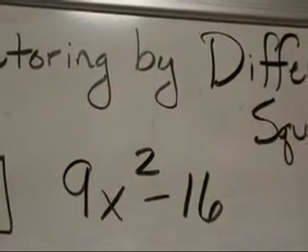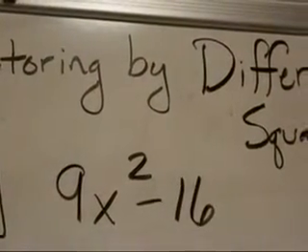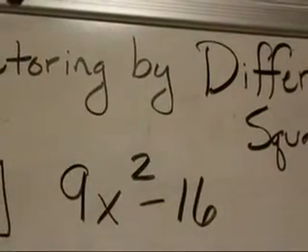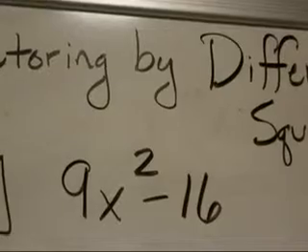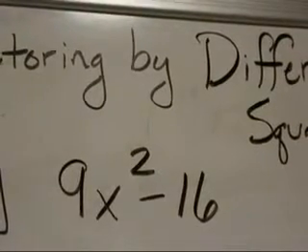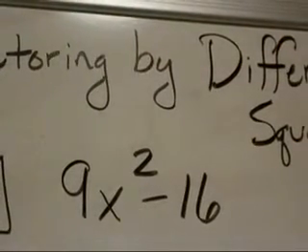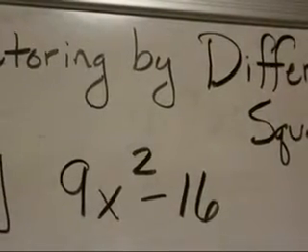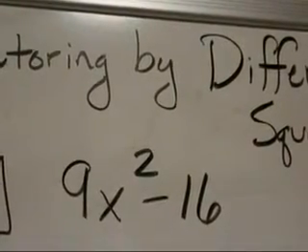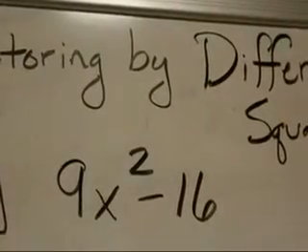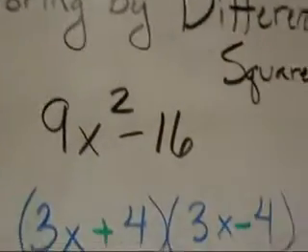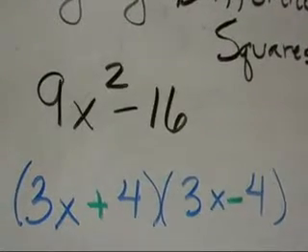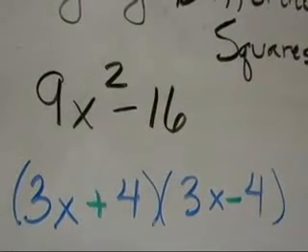All you have to do is figure out what the square roots are of the first and last terms. Then you're going to put them into two binomials where one is a plus and one is a minus, because positive times negative is what gives you that minus term. The square root of 9x squared is 3x, and the square root of 16 is 4. Therefore, this factors into the two binomials, 3x plus 4 and 3x minus 4.